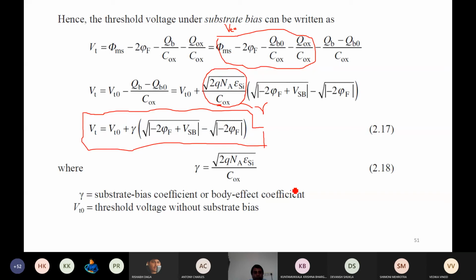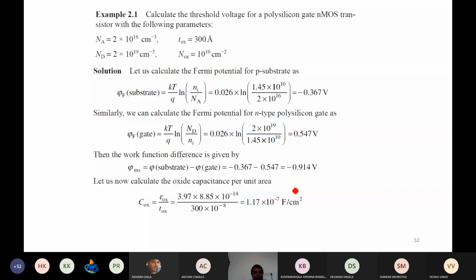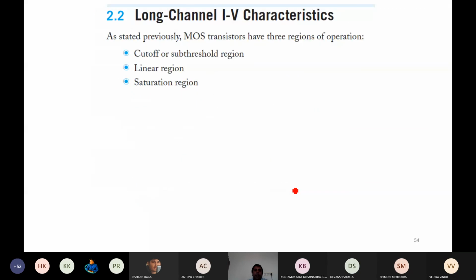And next we have some examples that you can go through. Then we have to understand the long channel IV characteristics model. Quickly let us try to understand how a long channel MOSFET is there, then how IV characteristics can be derived, and how current varies in the cutoff or subthreshold region, linear region, or saturation region.